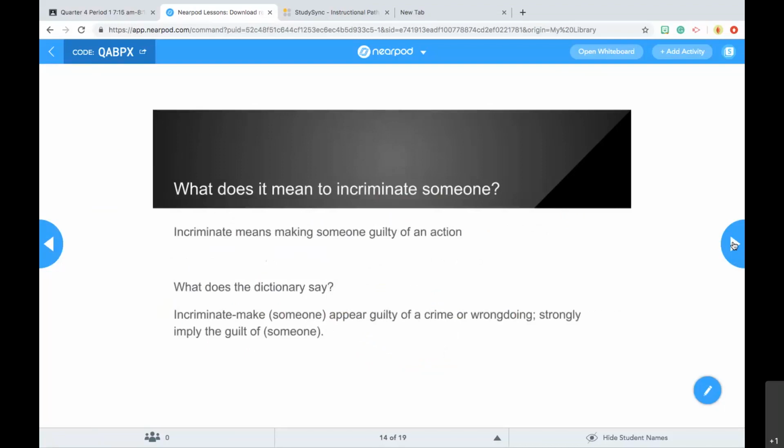So what does the dictionary say? Incriminate: make someone appear guilty of a crime or wrongdoing, strongly imply the guilt of someone. So notice we have our words here that were in those Latin root, prefix and suffix. We have the crime and to make someone, because remember it says it's a verb, the -ate part of it. And then we know that with crime, or being guilty of a crime, implies guilt. So incriminate is making someone guilty of an action.